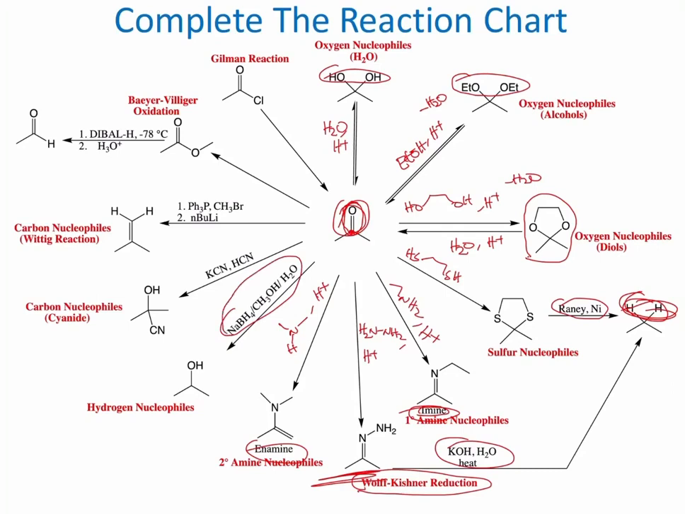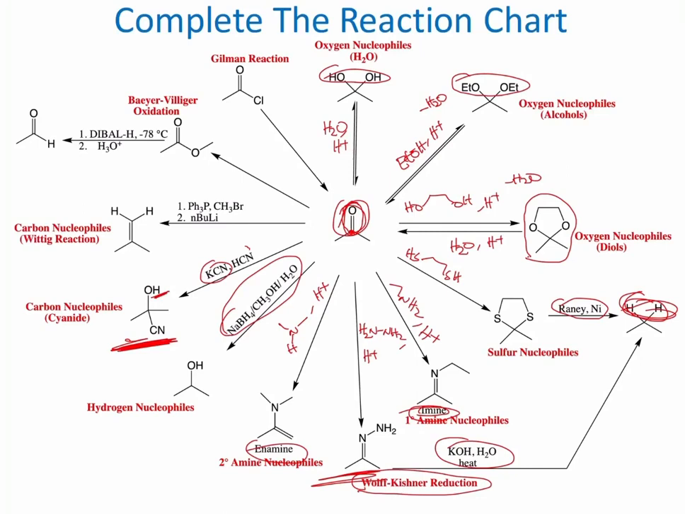Another strategy we could use is the cyanide. So if we use, for example, potassium cyanide as a source of cyanide, then we can do the nucleophilic attack, followed by a source of proton to help generate the alcohol group. So that forms what we call a cyanohydrin.